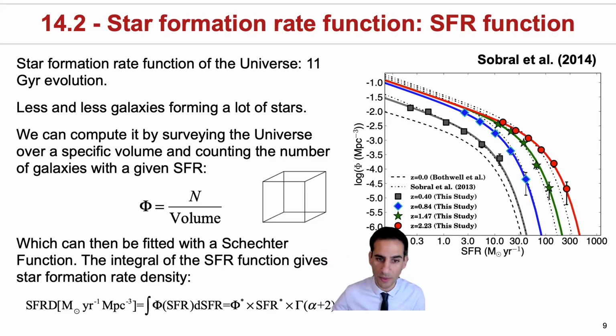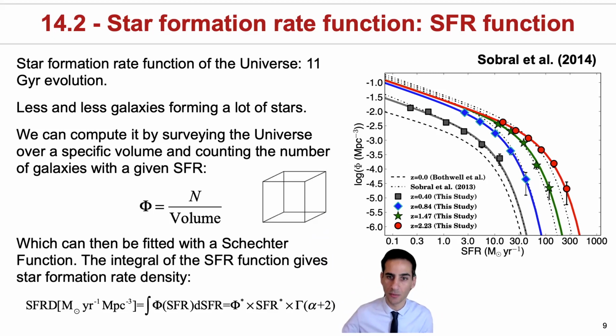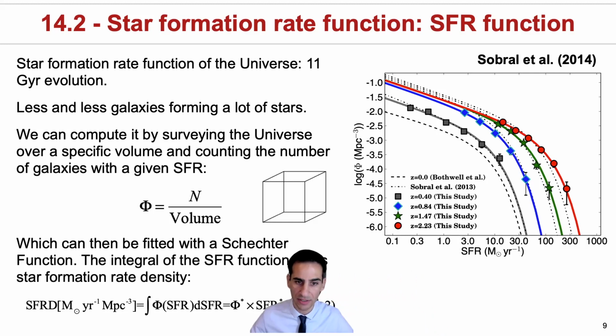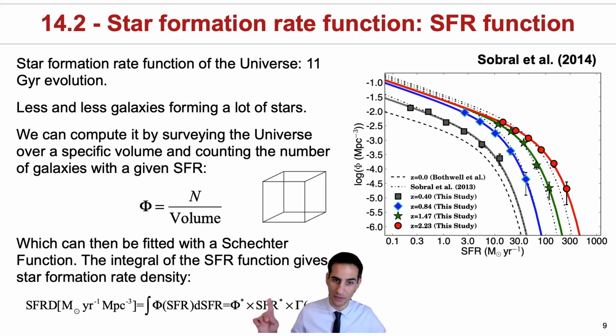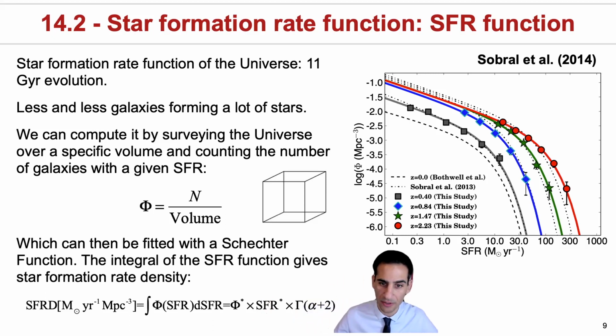Once we do those measurements, the typical way to model them and actually understand their evolution is to fit them with the Schechter function that we covered in section 13. One of the big advantages of using a Schechter function is that the integral provides you an analytical solution that is given by the typical number density of star-forming galaxies times their typical star formation rate times the gamma function of alpha plus 2, which you can look up in a table or, for example, online.